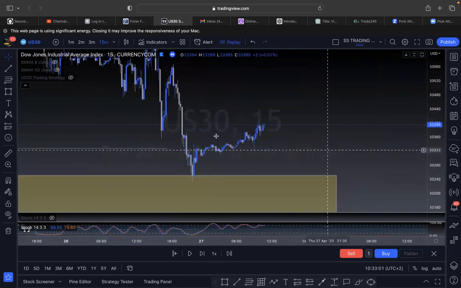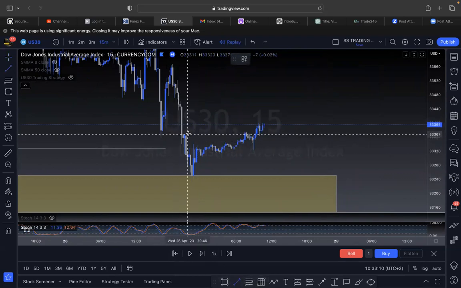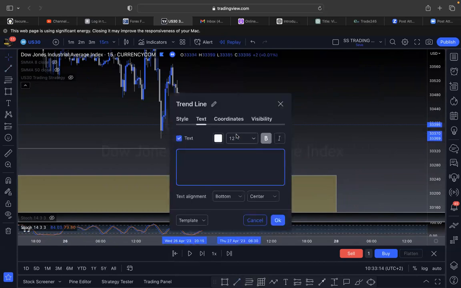So 15-minute change of character up here when we broke this high. So your 5-minute, your 1-minute, 3-minute, etc. would have changed character all above this area. So you mark that as your change of character.